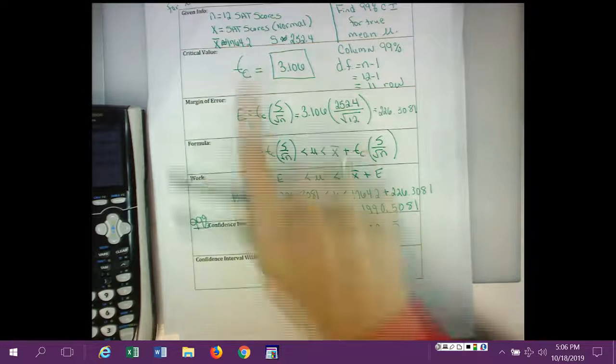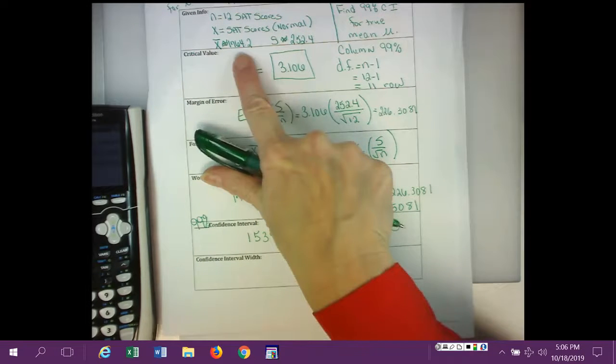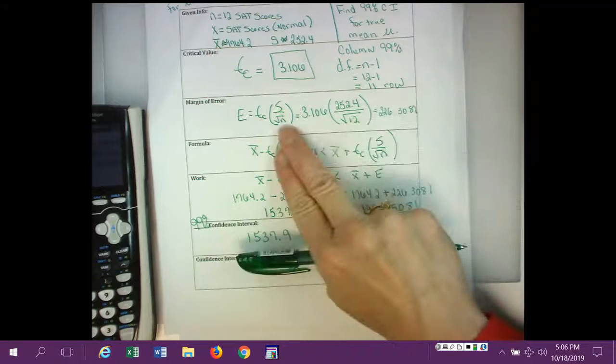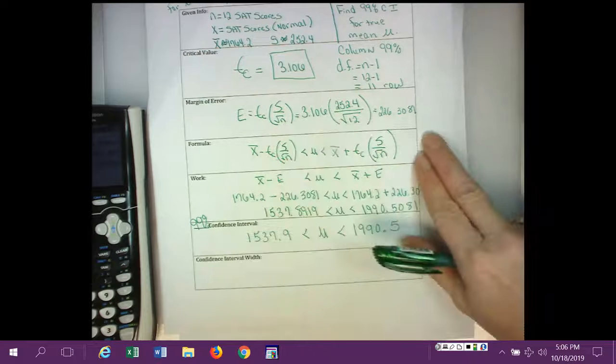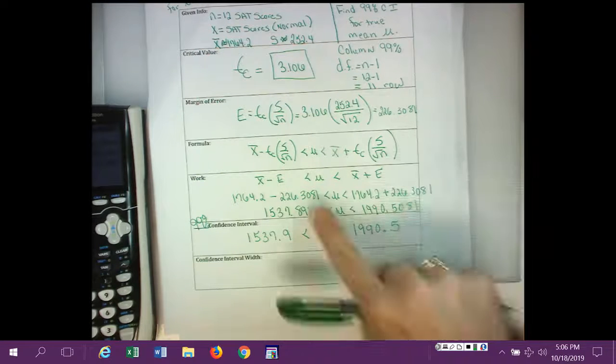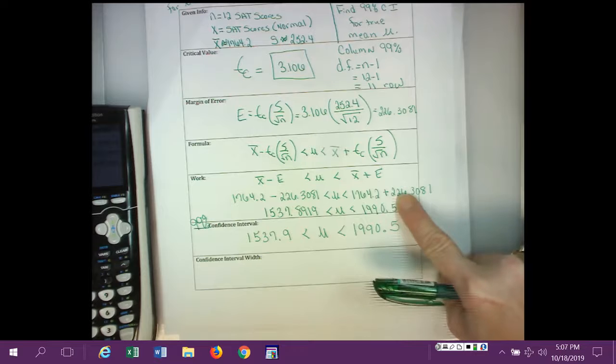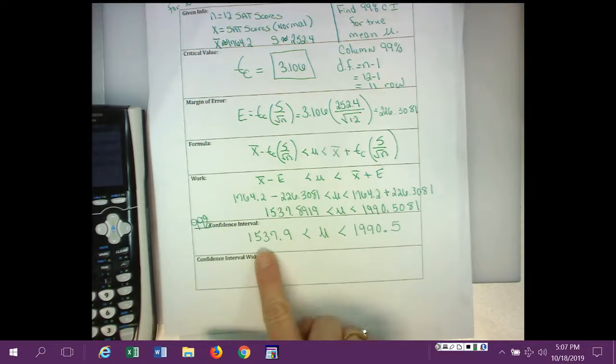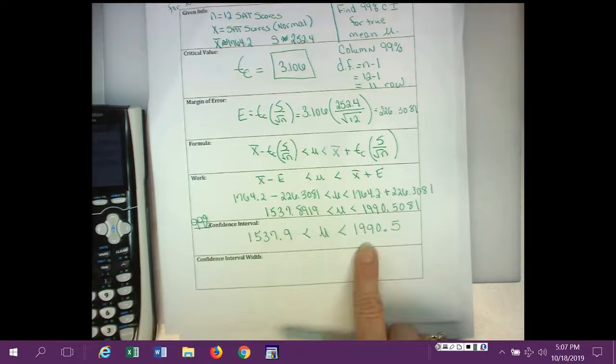If it's a raw data problem, I will use the rounded values for X bar and S according to my raw data, which are whole numbers. I will then use those to find E, and then I will round E to 4 places. I will use the rounded E in the calculation, and then I finally will round according to my sample mean, which I had to find. Well, not given, we found it and rounded it to the nearest tenth because our raw data values were whole numbers. And this would be 1537.9 to 1990.5.